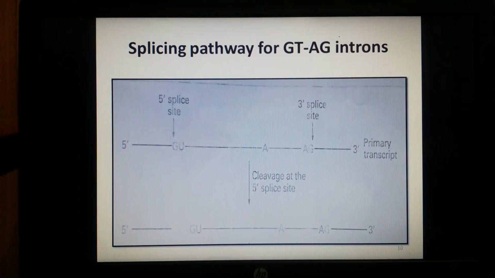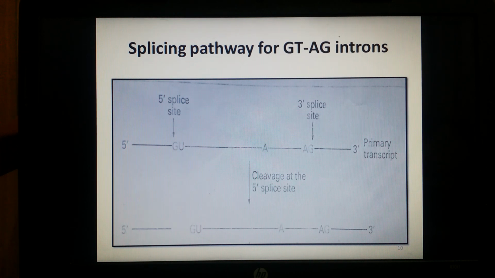So let's discuss the splicing pathway for GT-AG introns. In recent years, experimental studies have enabled us to understand this pathway by developing procedures for purifying unspliced transcripts and subjecting them to splicing under controlled conditions. As a result, we are able to understand the entire pathway. Here in the diagram you can see the process. We will discuss the steps one by one.